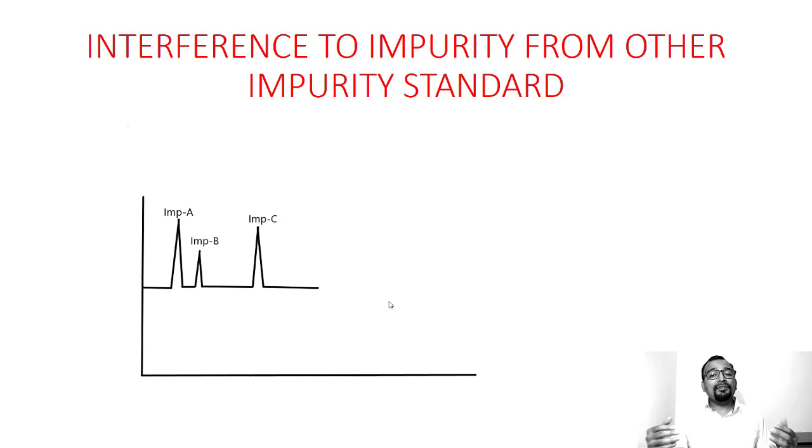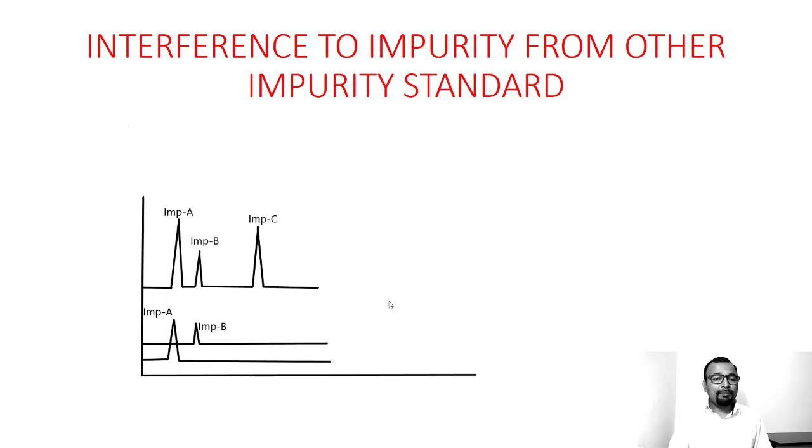The third can be interference to impurity from other impurity standards. Suppose you have three known impurities in a product, and you want to perform the linearity for these three impurities in a single run. You don't want to perform the linearity separately for impurity A, B and C. But let us understand what happens. This is the impurity A standard. You injected the impurity A standard and found that no other peak was observed in the chromatogram of impurity A. Same thing for impurity B. You do not find any other peak except impurity B peaks, of course.